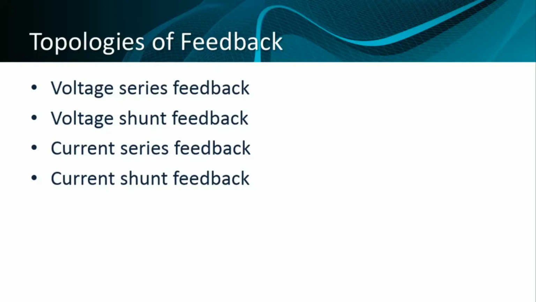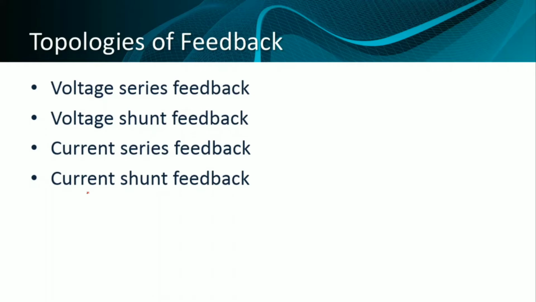So there are different topologies in feedback amplifiers. Depending upon the usage and the requirement, we will select what type of topology we can use for the given circuit. The first one is voltage series feedback. Next is voltage shunt feedback, current series feedback and current shunt feedback. These are the 4 topologies of feedback amplifiers.